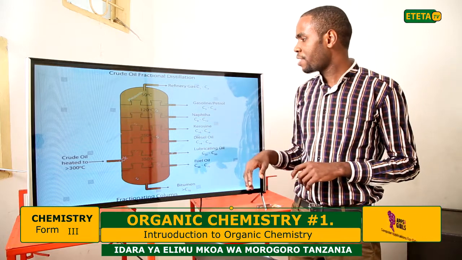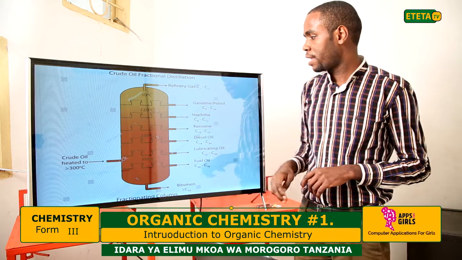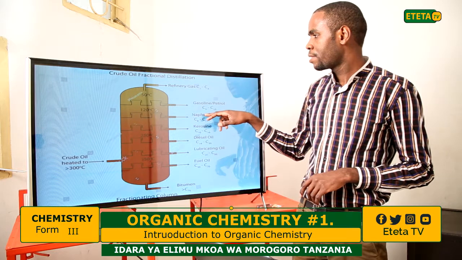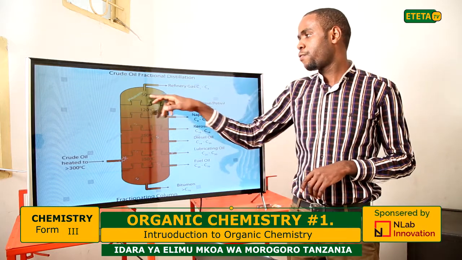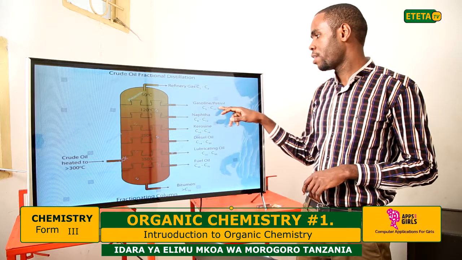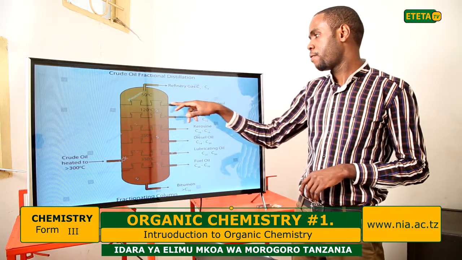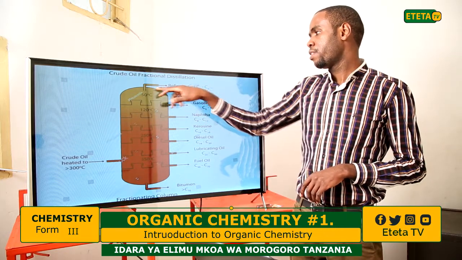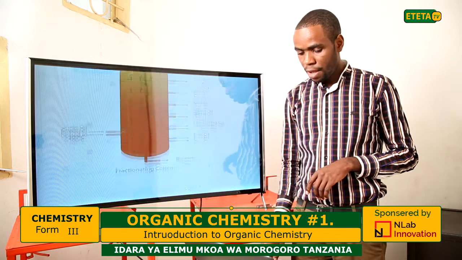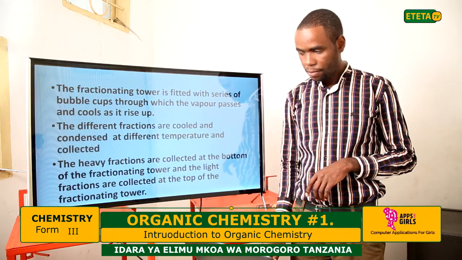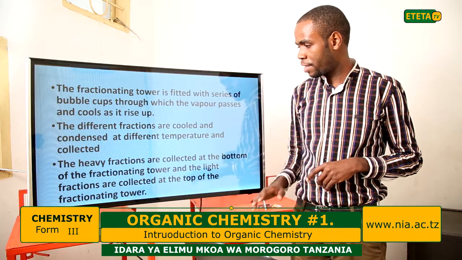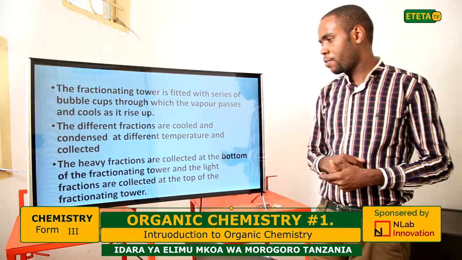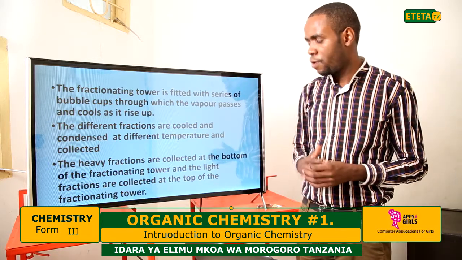kerosene. Others which have a temperature of 120, which is naphtha, will be cooled and collected in this area here. And those which cool at the temperature of 50 degrees centigrade, including gasoline or petrol, will be collected through this pipe. But the refinery gas will move out through this pipe here. So the heavy fractions are collected at the bottom, but the light fractions are collected at the top.